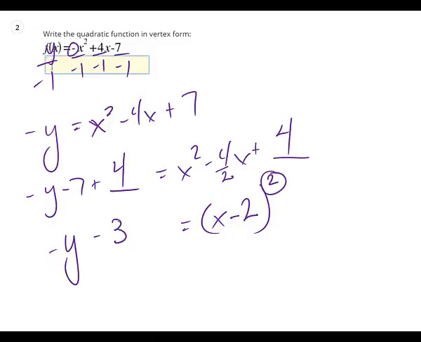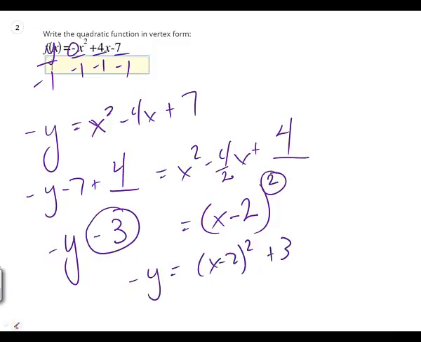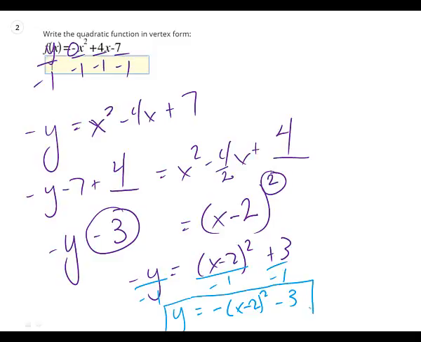Negative 3. In order to get this in vertex form, I need to move this stuff back over. So how do we move the 3 back over? Add it. So x minus 2 squared plus 3. And then I need to divide, and I need to be careful how I divide. Let me go to some different color. So I'm dividing everything by negative 1, which with the parentheses, I'm just going to float the negative 1 in front of the parentheses. And then I'm changing my sign here. Okay, so that right there would be the final answer in vertex form.